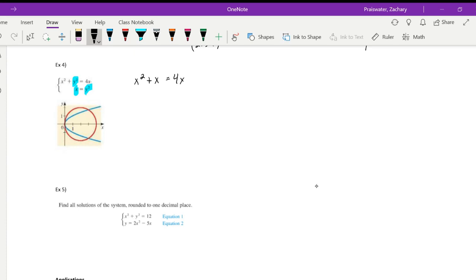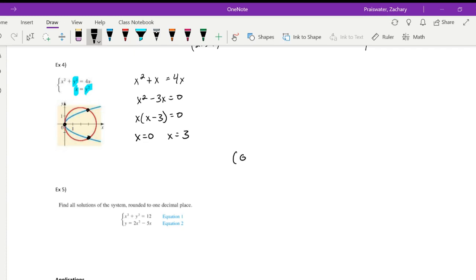This is quadratic, so we set it equal to 0 by subtracting 4x from both sides. And I can factor out an x. And then when I set both of these equal to 0, x is equal to 0 and x is equal to 3. And you can see this from this graph we've given here. So there's our spots.